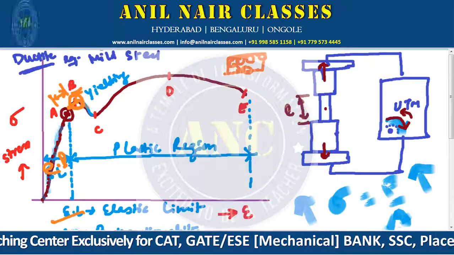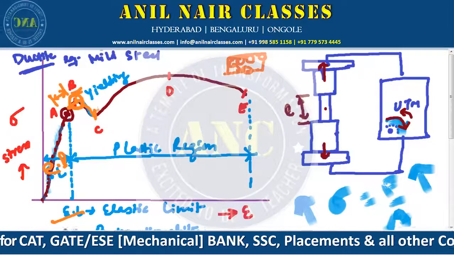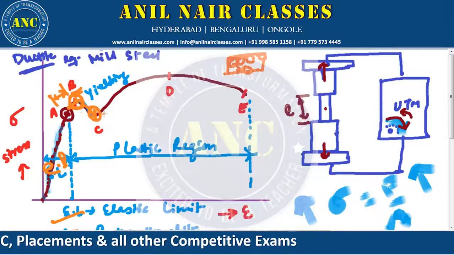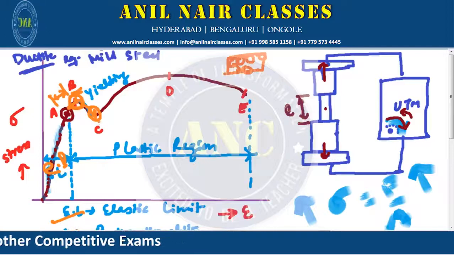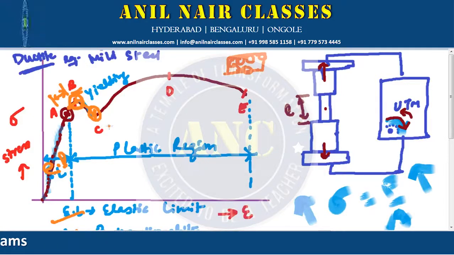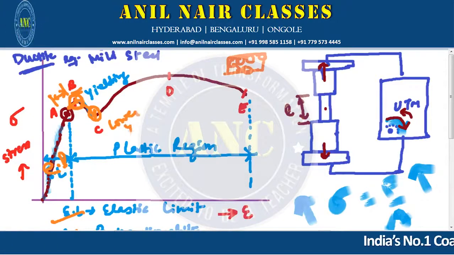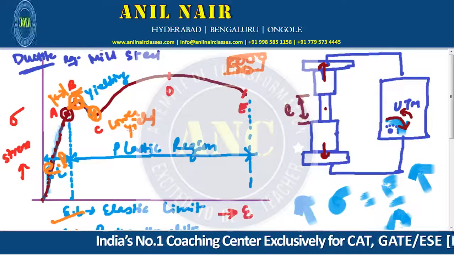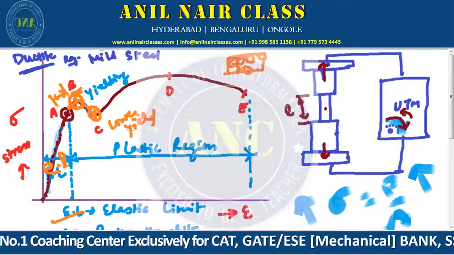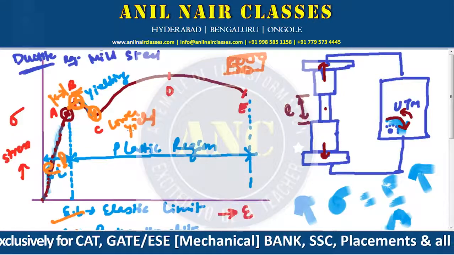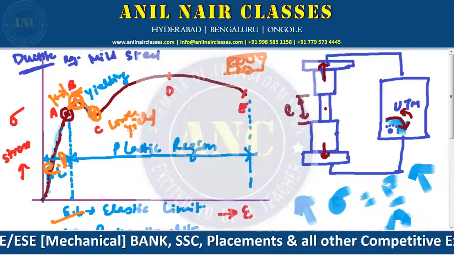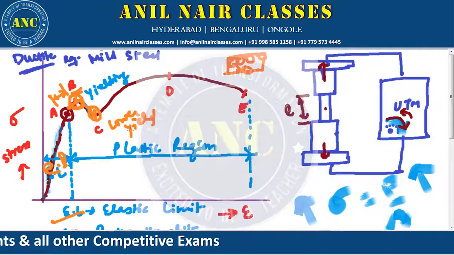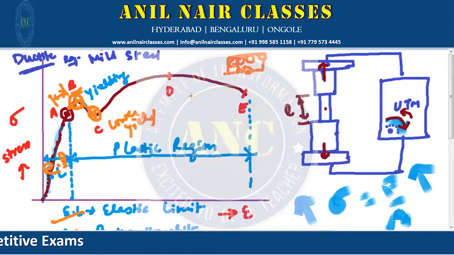It goes on, but after some time, that is at C, no more maximum load is required. Even at a minimum load, the deformation will continue. So what C says is, this is the lower yield point. Lower yield stress means the minimum stress that is required to continue the deformation which has started at B. Clear? So that is the basic difference between B and C.